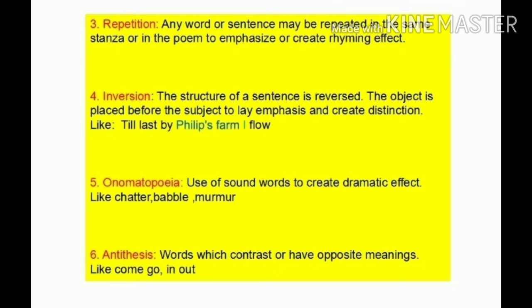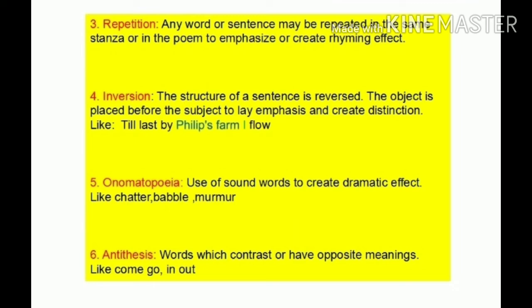The next literary device is onomatopoeia. Now the use of sounds to create dramatic effect. Sound words, that means words that indicate sound, like chatter. Now chatter is what? To speak non-stop. Next is babble. Babble means to talk loudly, and murmur, that means to speak slowly. Now these all define our speaking. So these words are called onomatopoeia.